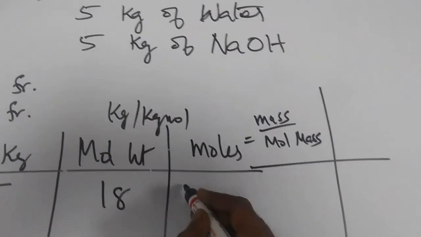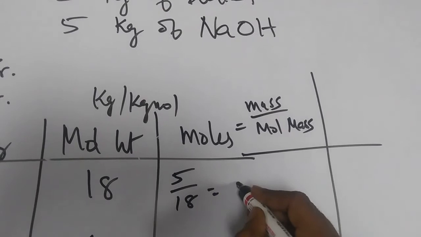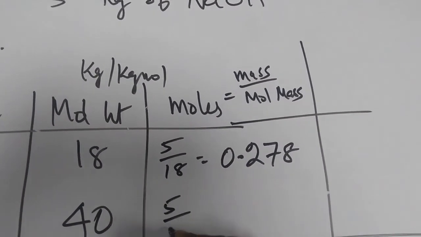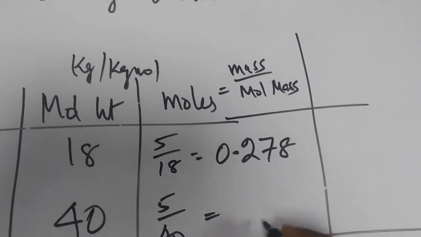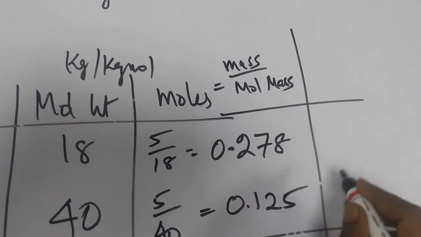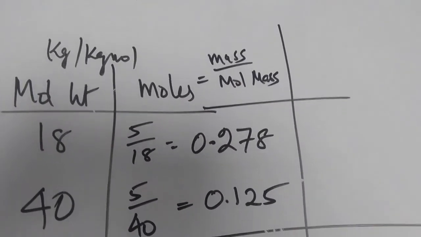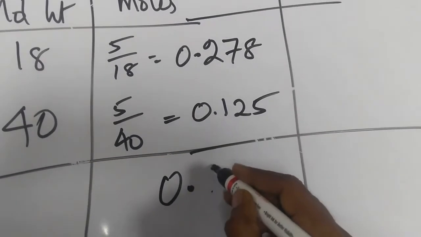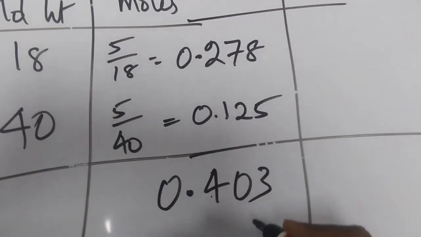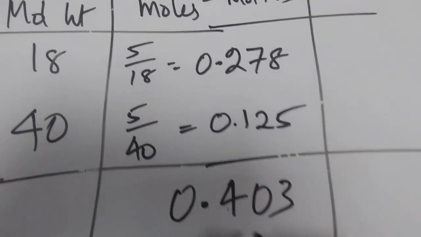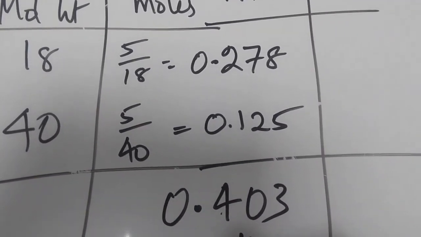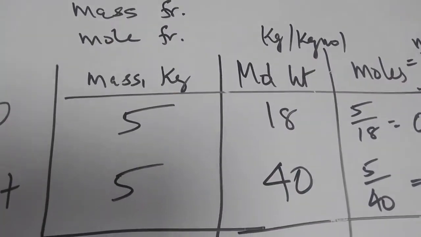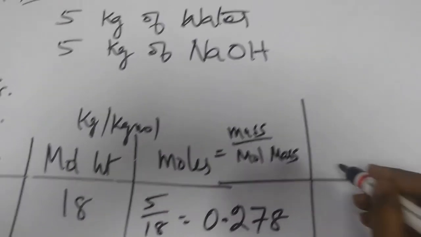How much? 5 by 18, you get 0.278. Please do the calculation yourself. Don't believe in my answers. 5 by 40 is 0.125. So what is the total moles? Total moles is 0.403. We get 0.403 kilomoles. Okay, so we are ready to do mole fraction as well as mass fraction. So what is mass fraction?